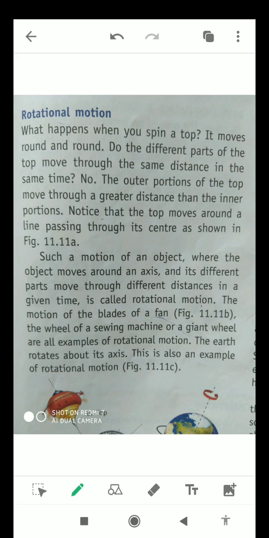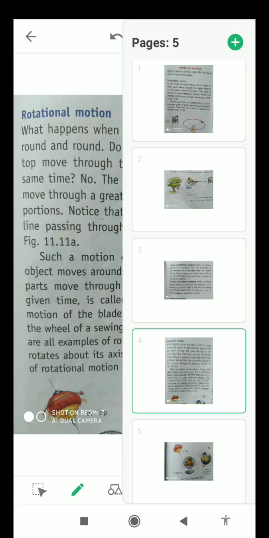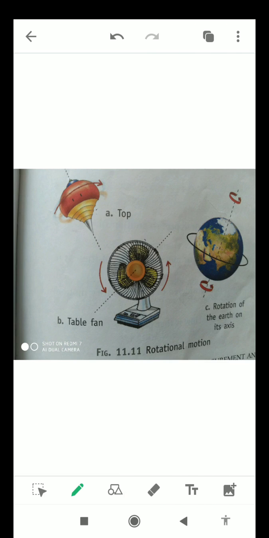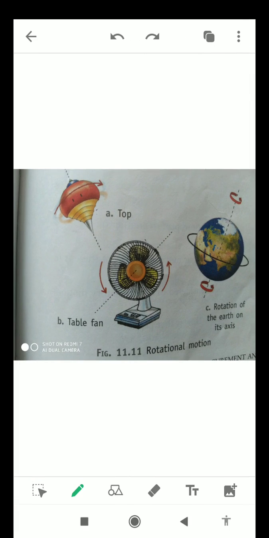The earth rotates about its axis. This is also an example of rotational motion. So these are the pictures of different examples of rotational motion, in which you can see a top rotates on its axis. Similarly, the blades of the fan perform the same kind of motion as well. Apart from this, the earth also rotates on its axis. So these are all examples of rotational motion.